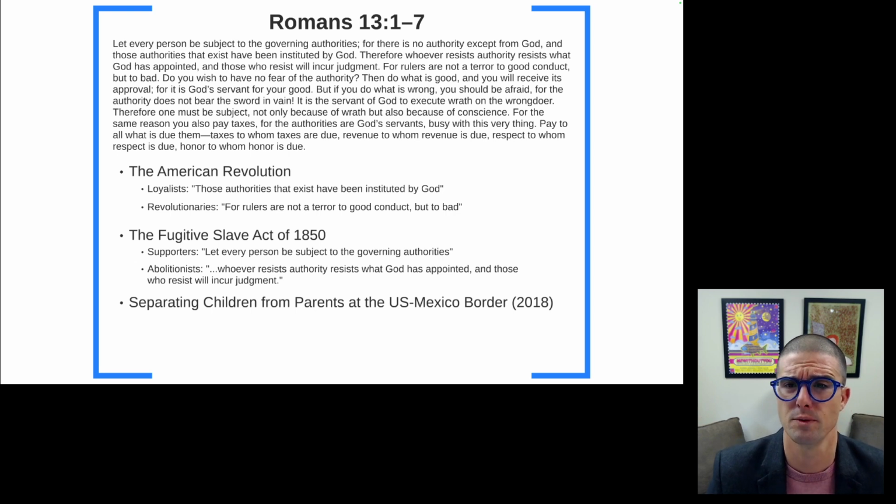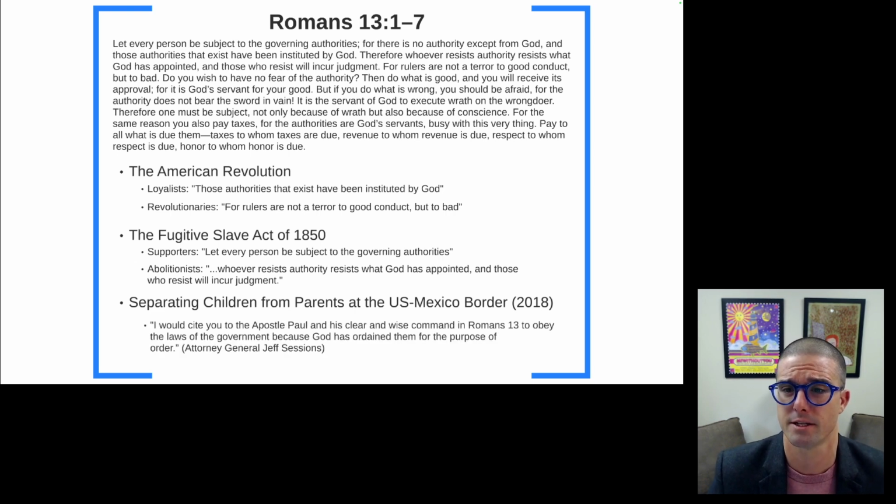And then most recently, in the year 2018, when children were being separated from their parents at the U.S.-Mexico border, Attorney General Jeff Sessions made news for claiming Romans 13 in support of this act of separating children from their parents at the border. And he says, I would cite to you the Apostle Paul and his clear and wise command in Romans 13 to obey the laws of the government because God has ordained them for the purpose of order.